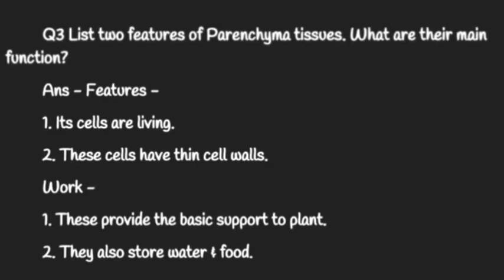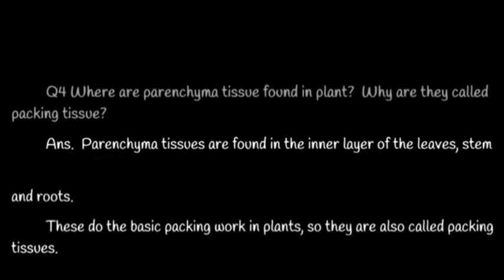Question number 4 कर लेते हैं. Where are parenchyma tissues found in plant? Why are they called packing tissues? Parenchyma tissues are found in the inner layer of the leaves, stems and roots. These do the basic packing work in plants, so they are also called packing tissues. यानी कि ये प्लांट्स के अंदर तने में, पत्तियों में, बीच में पाए जाते हैं, पैक कर देते हैं.